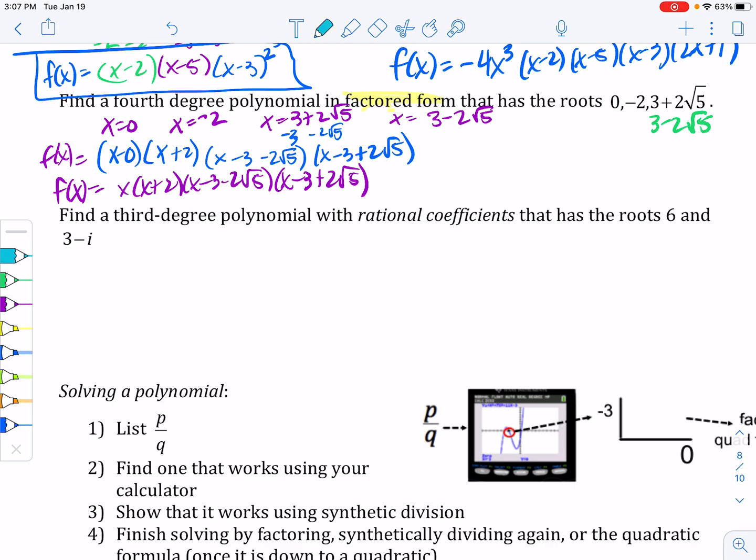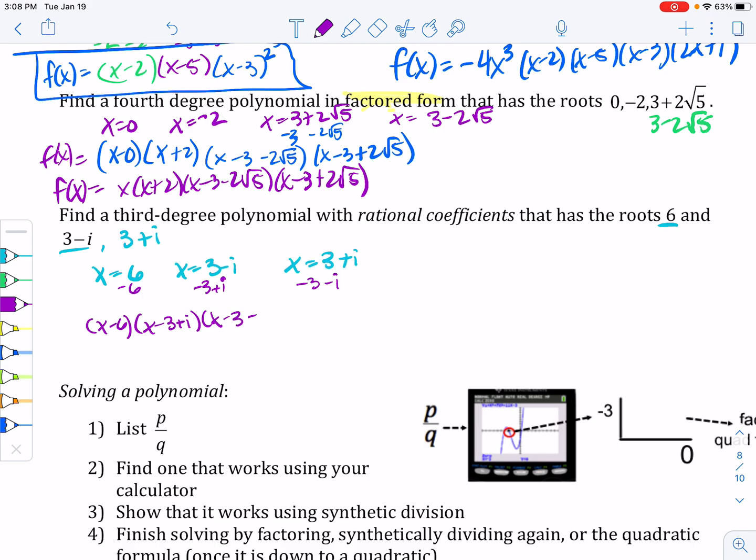So if we know the roots are 6 and 3 minus i, well, I also know that I have 3 plus i. So I have x equals 6, x equals 3 minus i, and x equals 3 plus i. So I want to move it so that I have everything on the other side. I'm going to move the 6 to the other side. I'm going to move the 3 and the i to the other side. So I get x minus 6, x minus 3 plus i, and x minus 3 minus i.